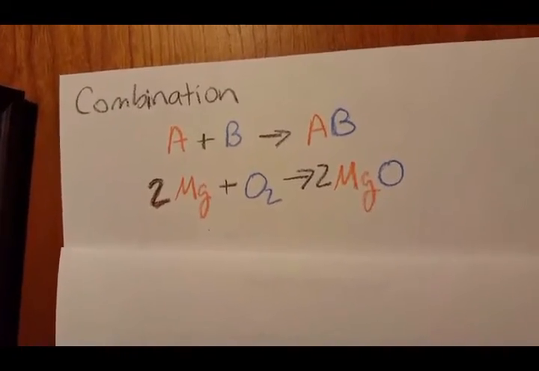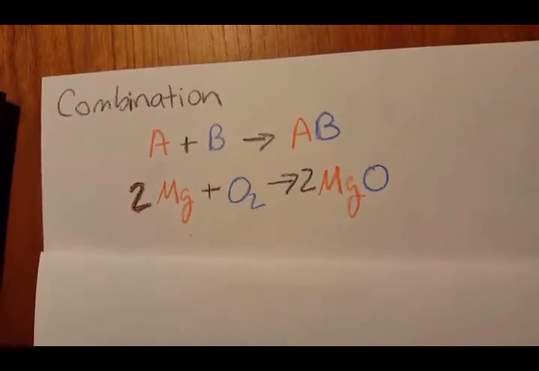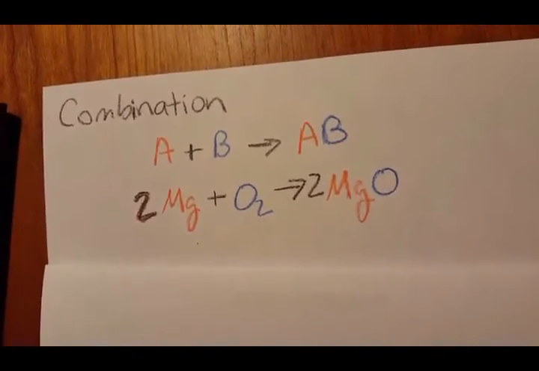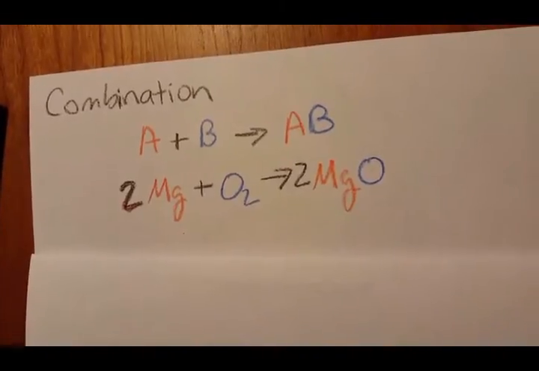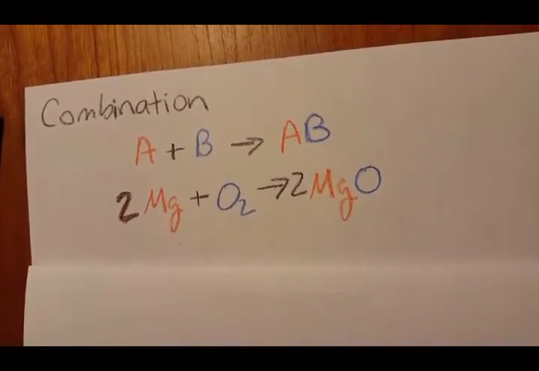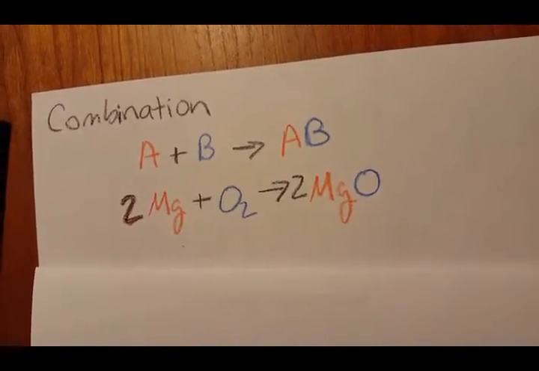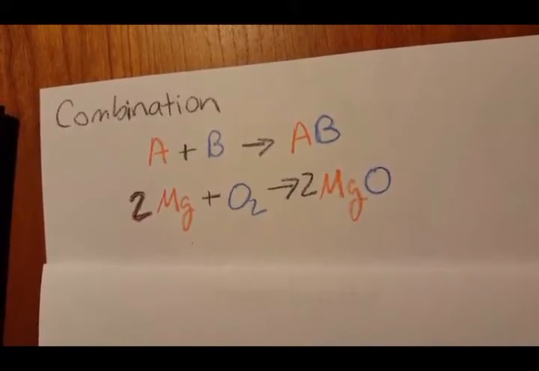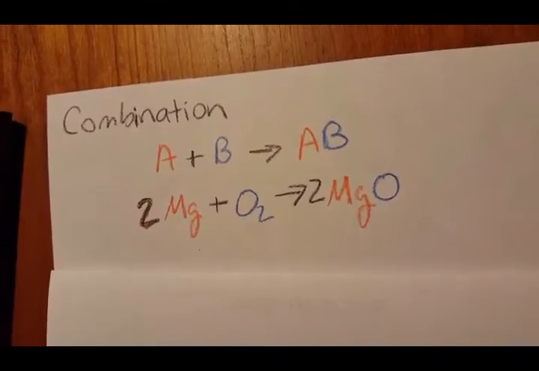So just to review, a combination reaction is given in the AB format. I give it as A plus B yields AB. And this time I've color-coded it so you can see in the example reaction what A and B represent. My example reaction is 2Mg plus O2 yields 2MgO.